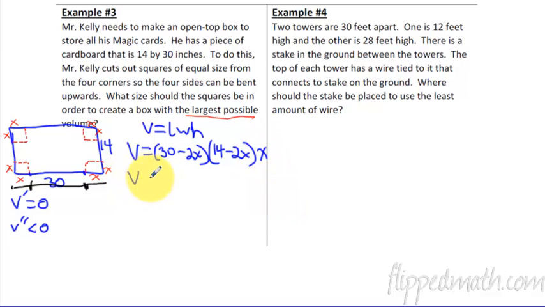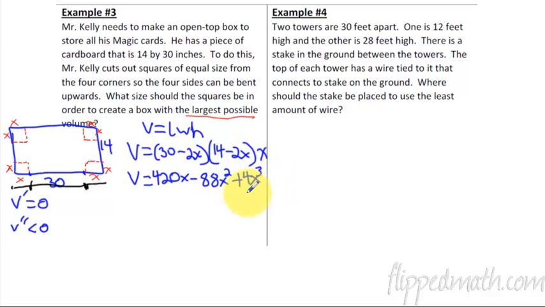For the next step, I'm going to save us some time. I went ahead and multiplied this whole thing out so I can see. Honestly, I needed a calculator because those are big numbers. And that gives me 420. So I FOILed this, multiplied it out, and then distributed the x. 420x minus 88x squared plus 4x cubed.